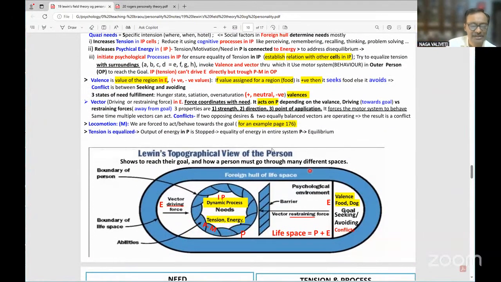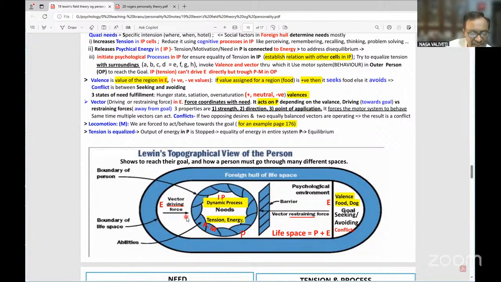So this is how the life force, the functioning, takes place. The actions are taken in the motor system. Physical actions are taken in the motor system. So it initiates the psychological process. We have already seen vectors and valence. Also we have seen valence is the value of the region, which we already discussed here, E and P. Restraining forces create barriers. Driving forces will try to create a favorable environment. What does a vector or force give? Strength, direction, point of action.